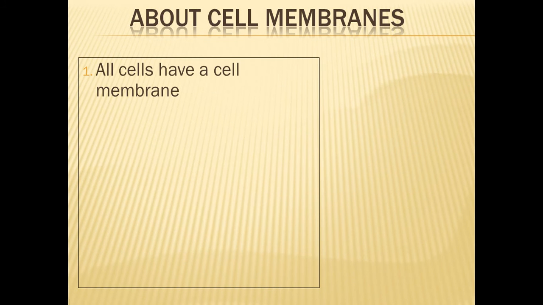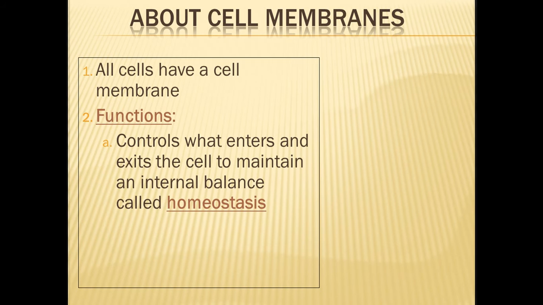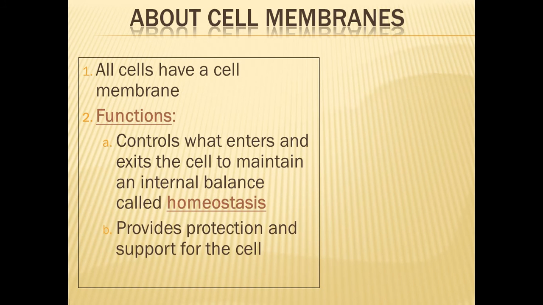All cells have a cell membrane. Plant cells, animal cells, bacteria, fungus, protists. If it's a cell, it has a membrane. The functions, again, are to control what enters and exits the cell, to maintain an internal balance called homeostasis. We learned about homeostasis back at the beginning of the school year. And to provide protection and support for the cell. Remember, there are other things inside the cell, like the nucleus and mitochondria, that need protection from outside invaders.